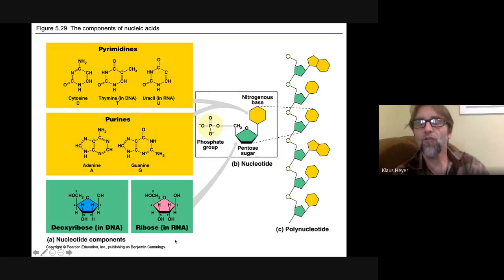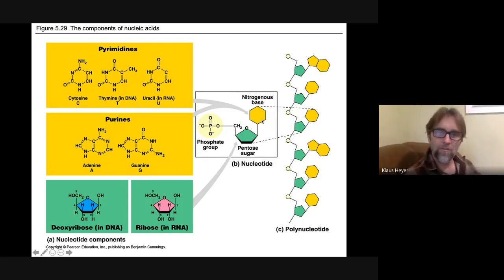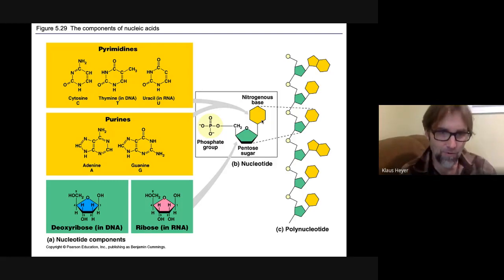So there's three parts to a nucleotide. There's a sugar and a phosphate. And if you notice, they're alternating: sugar, phosphate, sugar, phosphate. This is like the backbone of the nucleic acid, just alternating. Then here in yellow, there are different bases. So there are these nitrogenous bases. And for DNA, there's four of them. And they're right here.